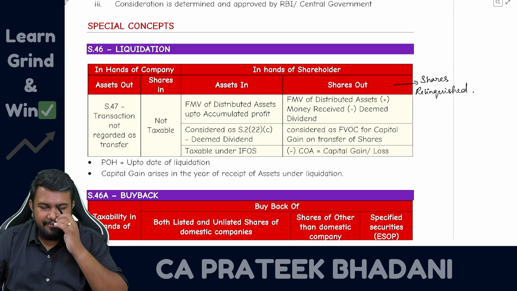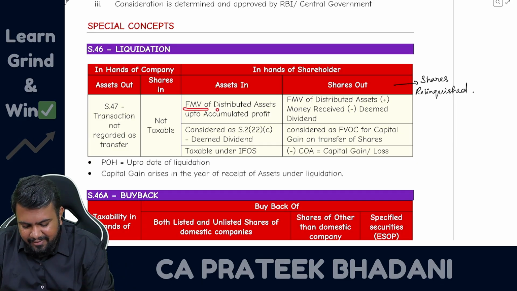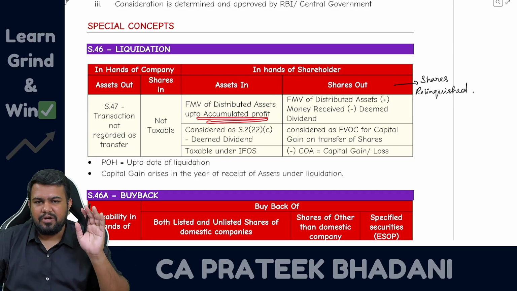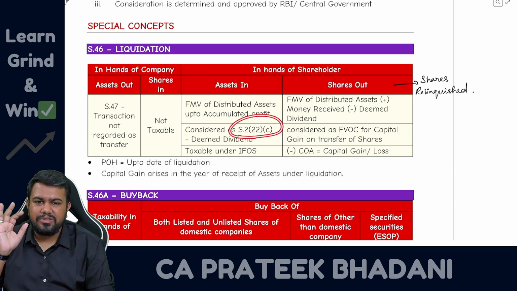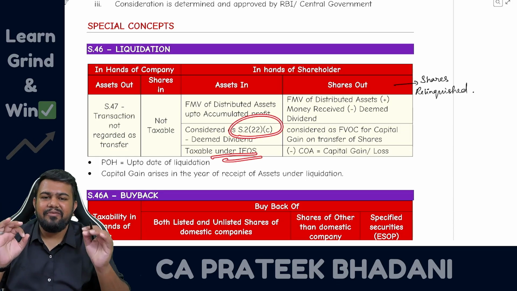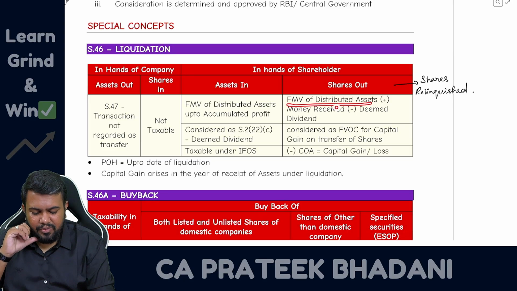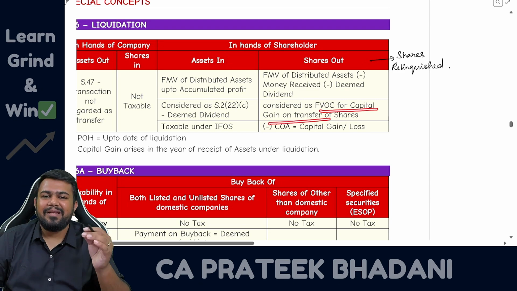Let us see. Whenever an asset or money is coming from the company, then the fair market value of the asset up to the extent of accumulated profit, whether capitalized or not, will be considered as deemed dividend under section 2 clause 22C, and it will be taxable under income from other sources. And whatever is the balance, fair market value and money received minus deemed dividend, will be considered as full value of consideration for capital gain purposes.